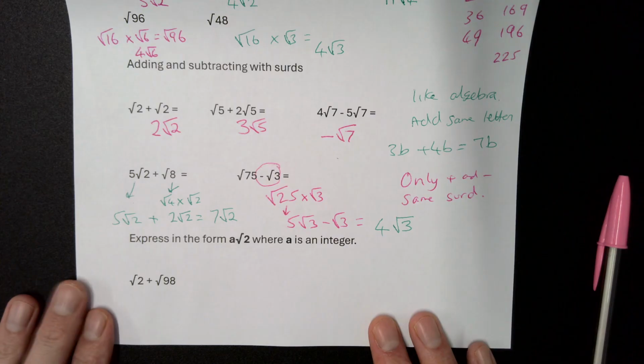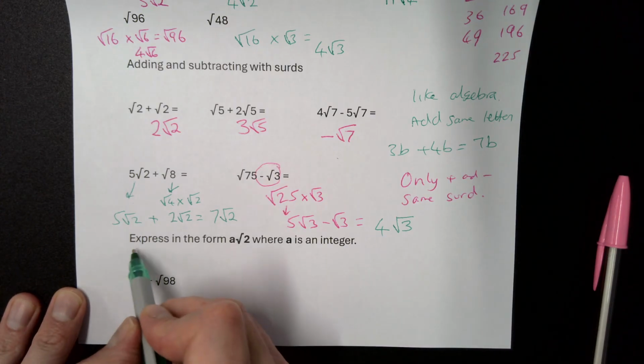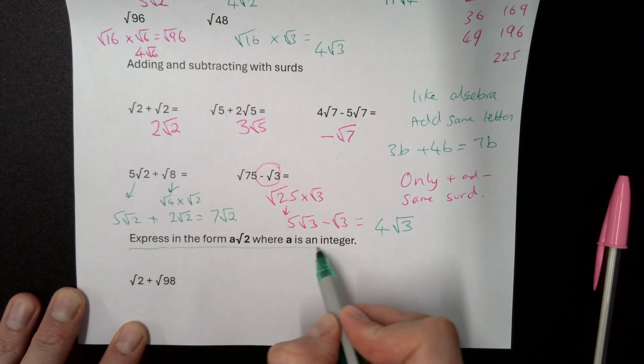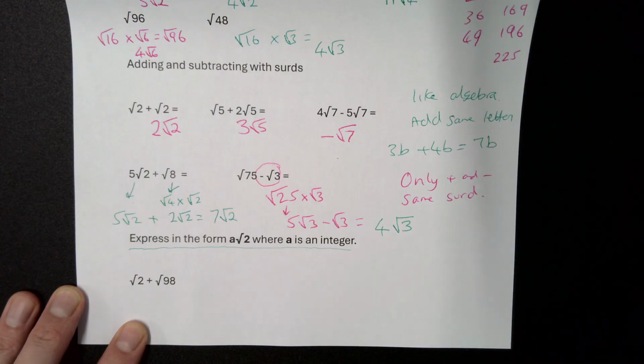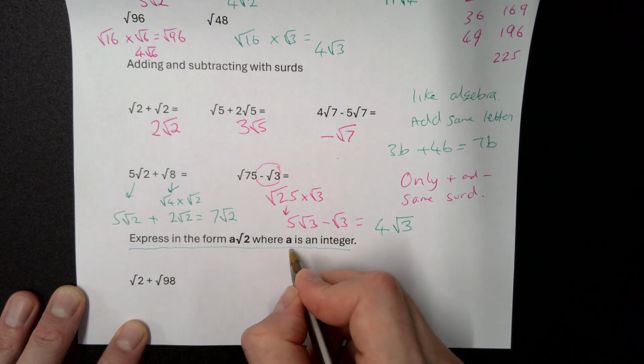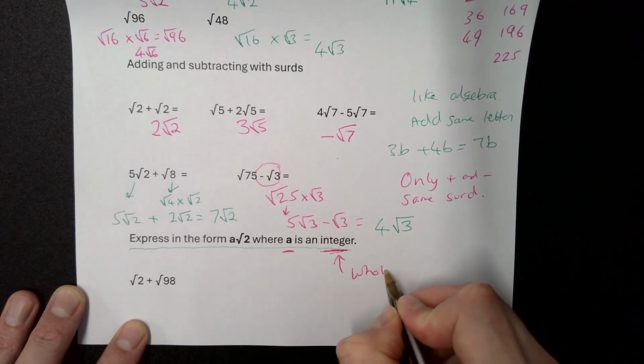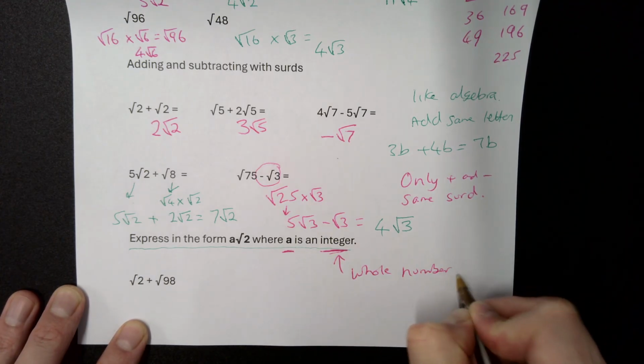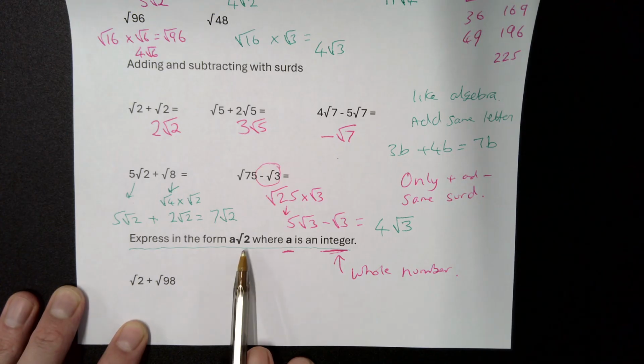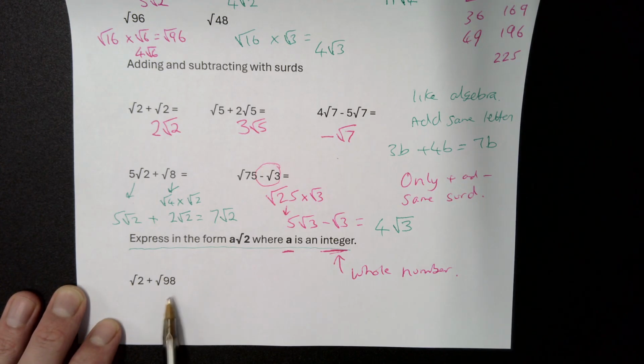Now, quite often in the exam, you are given this as your question. It does look like a mouthful. So it's expressed in the form of a root 2, where a is an integer. Now a, integer, just means whole number. And it tells you it must be in root 2. That one is in root 2, this one is not.